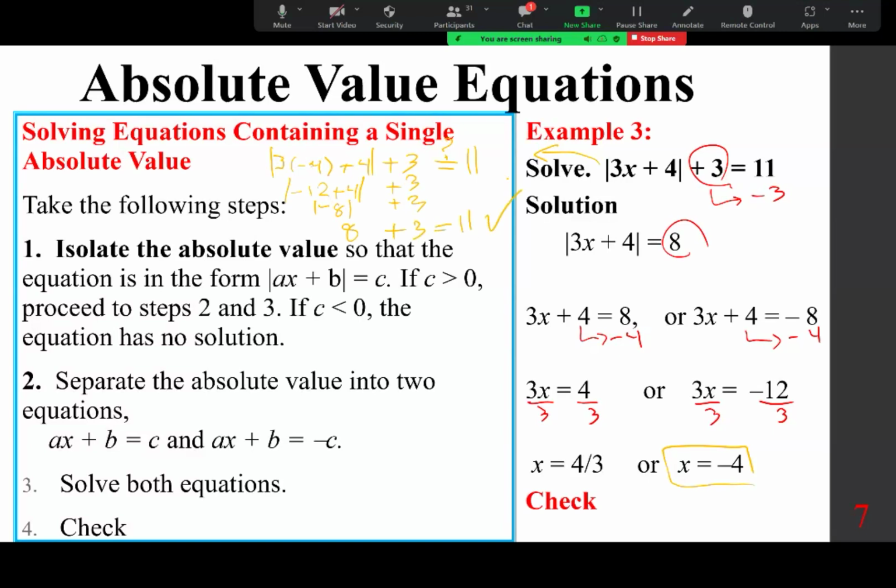I just checked one of them. You must check the second one. Both must be checked and must be checked with the original equation only. Nothing in between.